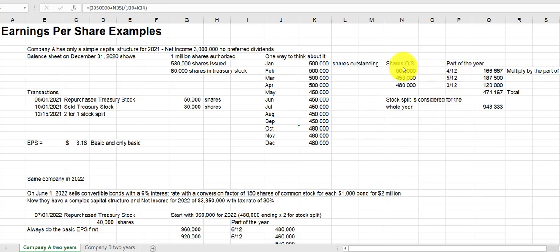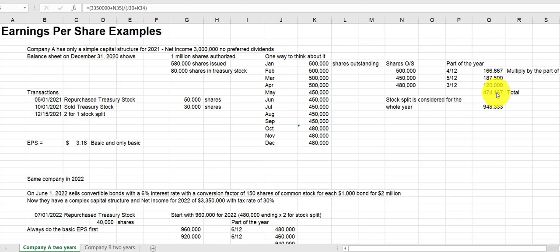So over here we're going to do the math. The 500,000 shares were outstanding for 4 months, the 450 was for 5 months, and 480 for 3 months. We multiply the number of shares outstanding by the part of the year: 4 twelfths, 5 twelfths, and 3 twelfths. Usually that's going to add up to 12 twelfths, because we consider every month. When we do that, we get these numbers, we add them up, and we get 474,167. So you multiply, then add, and you get a total. That's your weighted average shares outstanding without considering the stock split.